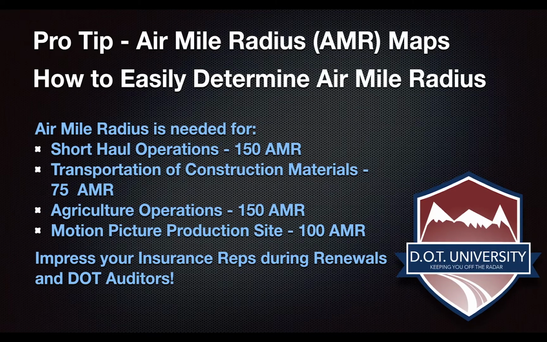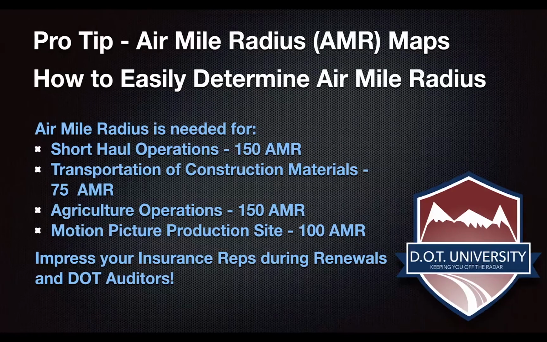The other ones that we have: transportation of construction materials, usually paving operations, has a 75 air mile radius. Some states could limit that within their states, so generally it could fluctuate between 50 and 75. If you're claiming that one, make sure you know your state requirements. Agricultural operations have 150, if you're transporting ag products and machinery, or if you're the farmer. And then, of course, motion picture studios. If you're doing transportation to and from motion picture sites, there's an hours of service exemption for the 100 air mile radius area.